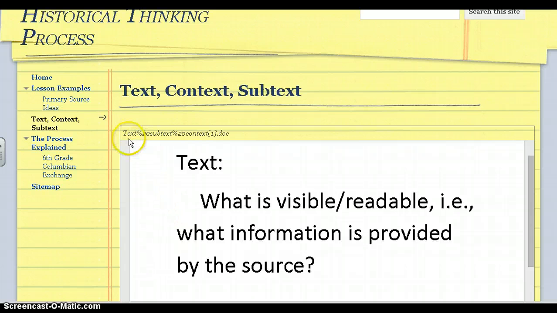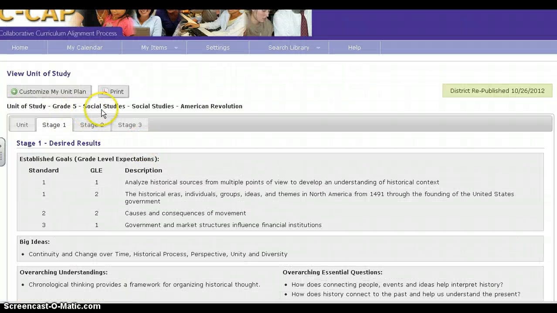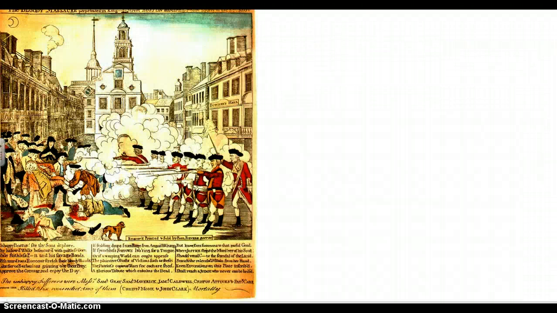Today I'm going to model the historical thinking process of using text, context, and subtext to analyze primary sources to get at social studies content. I'm going to be using the 5th grade social studies unit on the American Revolution, and I'm going to analyze the primary source, Paul Revere's engraving of the Boston Massacre.